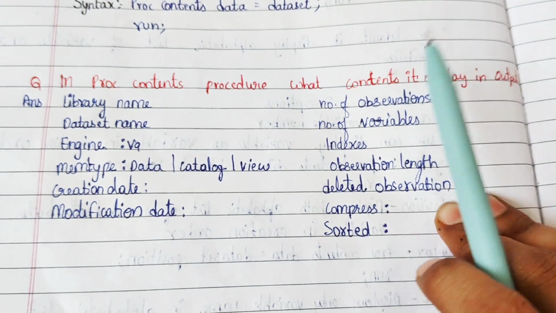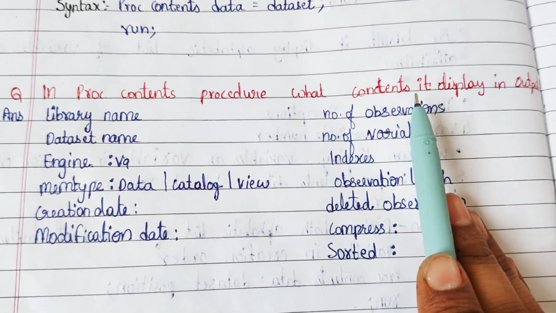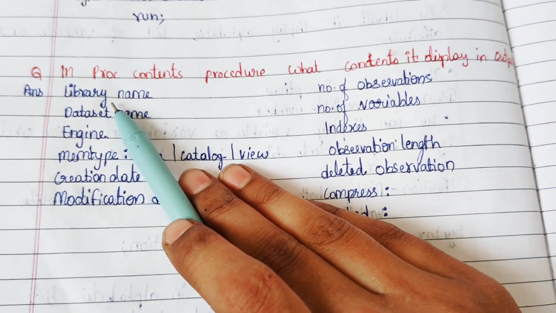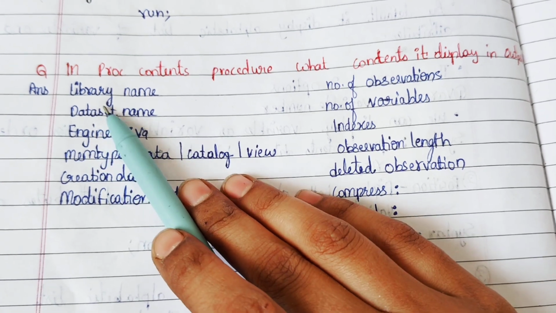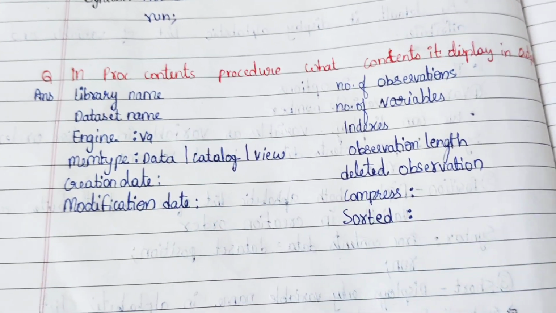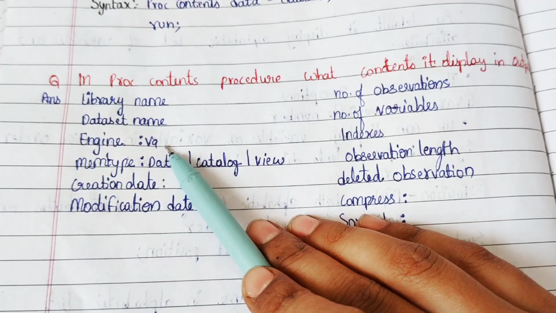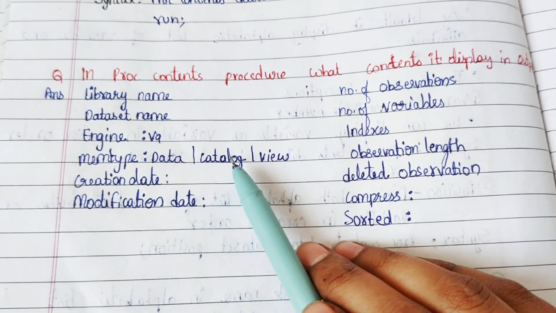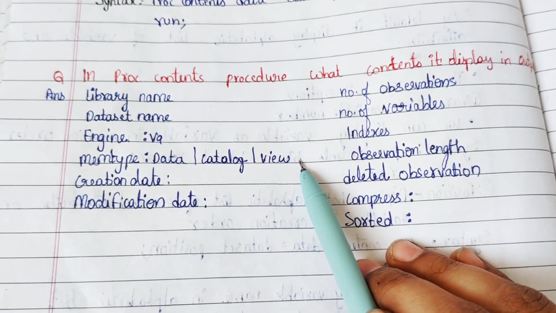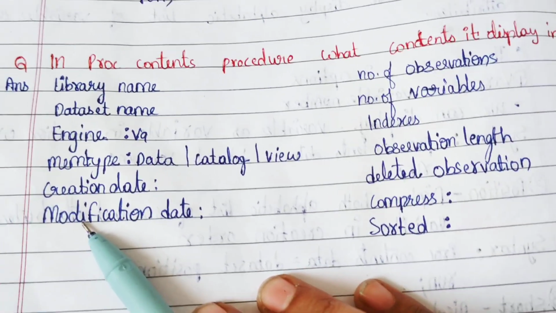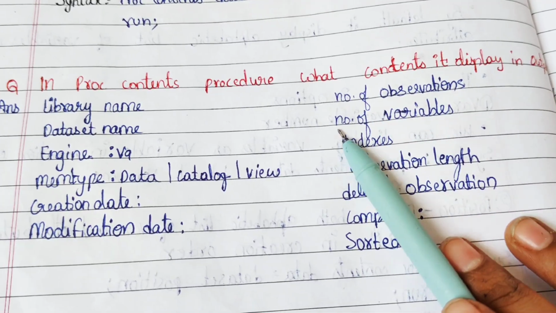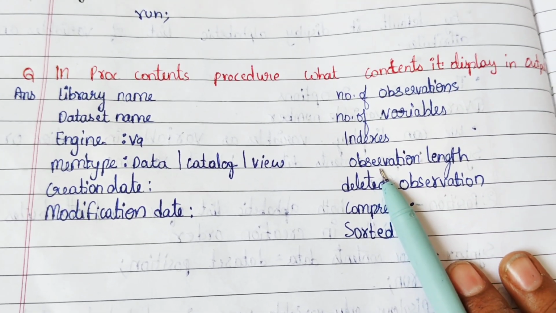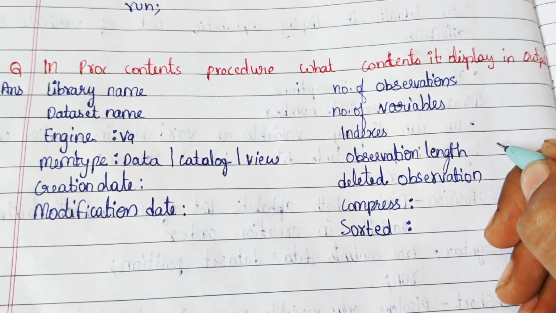One more question is, in the proc contents procedure, what contents will it display in the output? Here it displays the library name, data set name, engine. By default it will display engine version 9, member type data, otherwise catalog or view it will display. Next are creation date, modification date, number of observations, number of variables, indexes, and observation length. Observation length by default is 8.